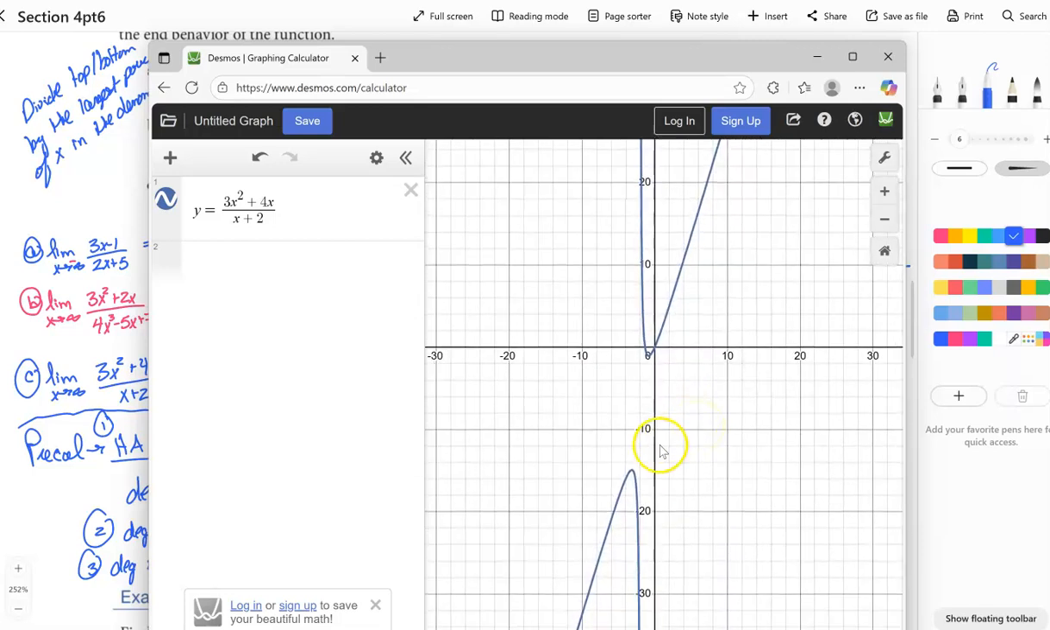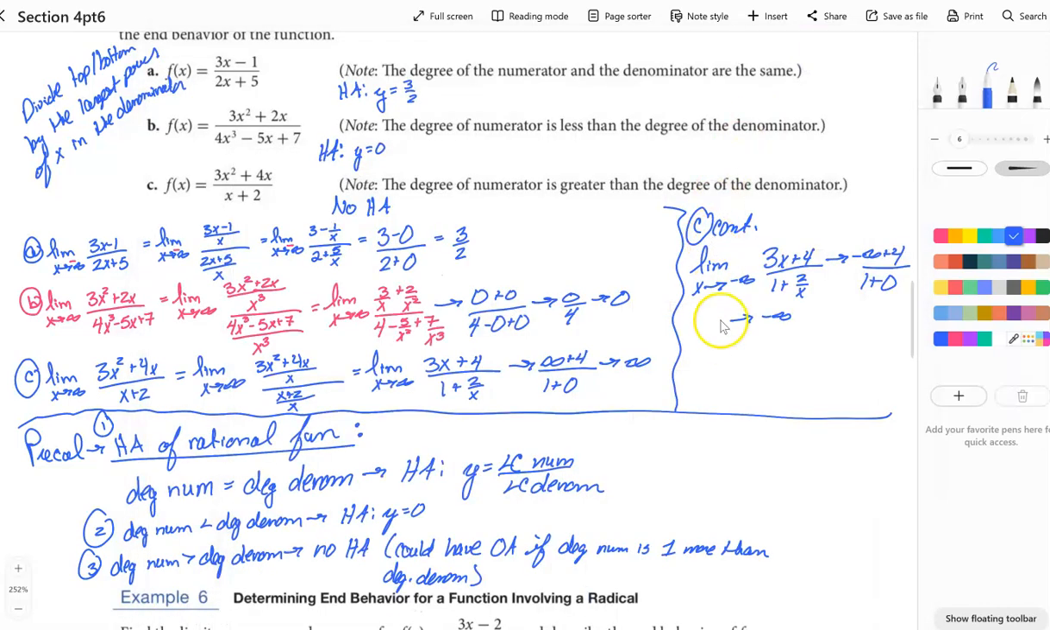So there are both my pieces. My oblique asymptote would be right here. As x goes to positive infinity, you can see how those y values are going to get larger. As x goes to negative infinity, you can see how those y values would get smaller.